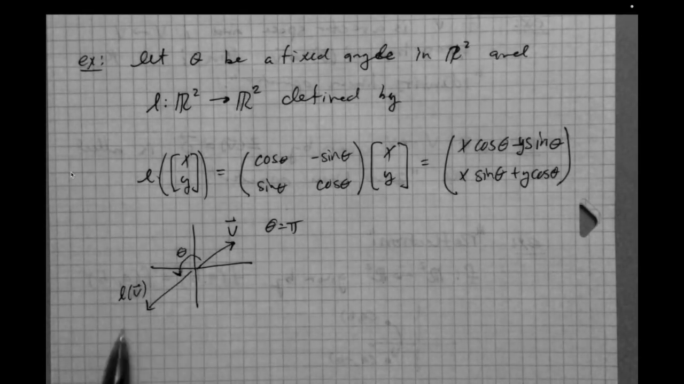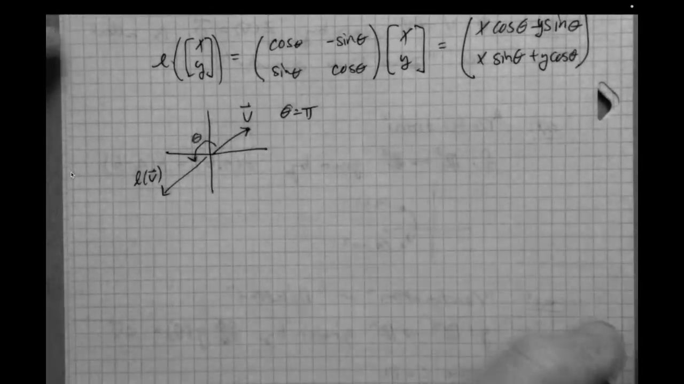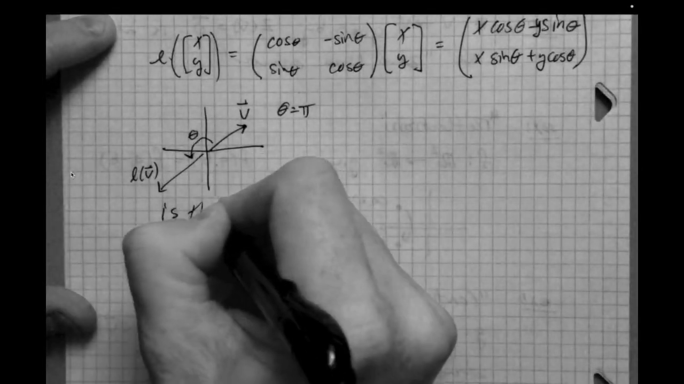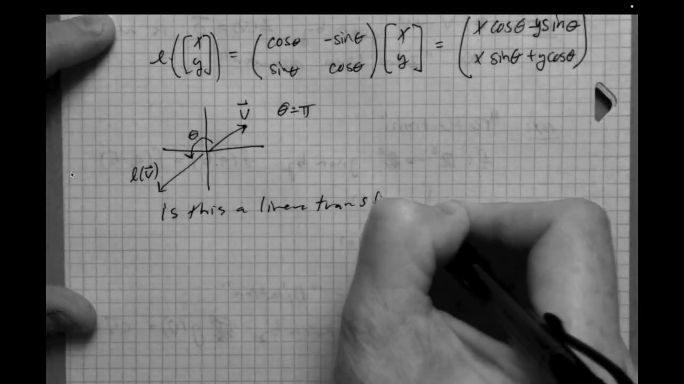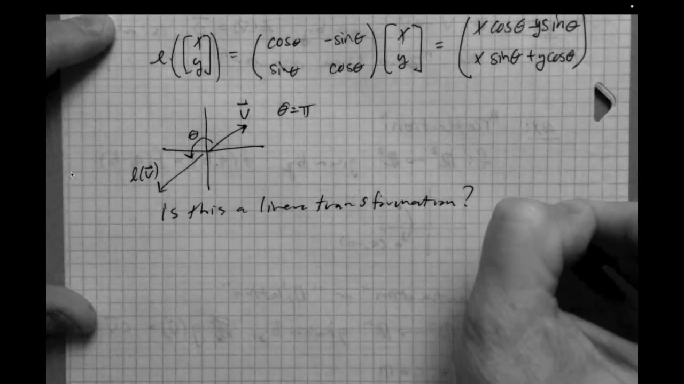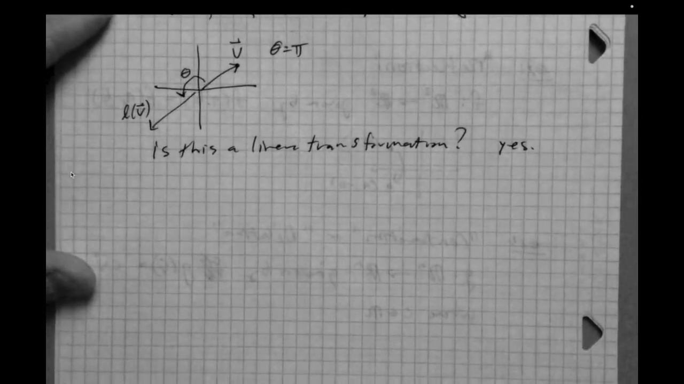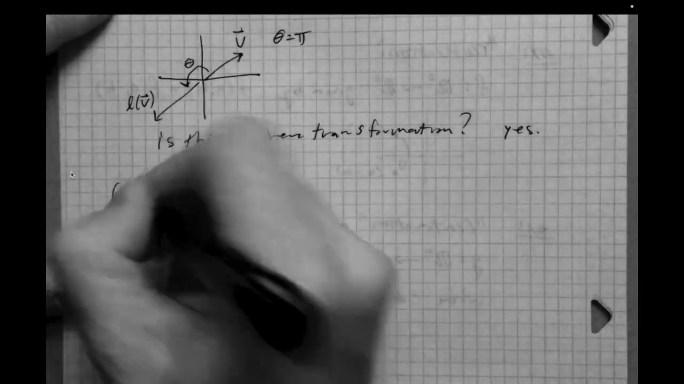Right, so every vector is going to be rotated, so this is obviously a linear operator from R2 to R2. Okay, is it obvious that this is a linear transformation? Maybe not. Let's actually run through this one. Why is this a linear transformation? I already said it is one, so I'll just put yes there, but let's test the properties.